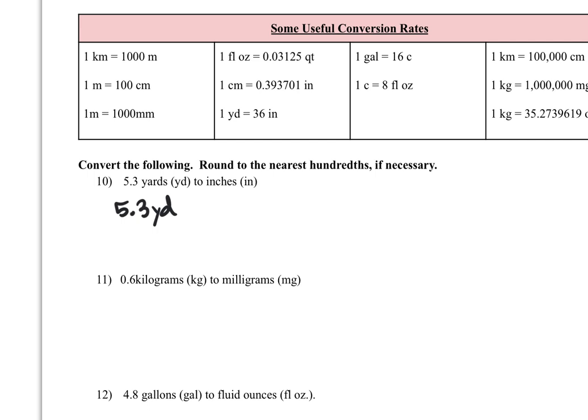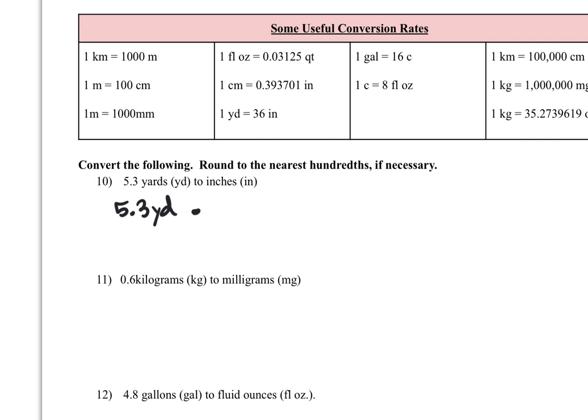Anytime I'm converting, I'm going to multiply by what they call the conversion rate. Remember, a rate is just that fraction-looking piece. So I'm going to times, and I'm going to find it up here in my conversion. I want yards to inches, so I'm looking for yards to inches. Nope. Yards to inches. Nope. Oh, here it is. Yards to inches right here.